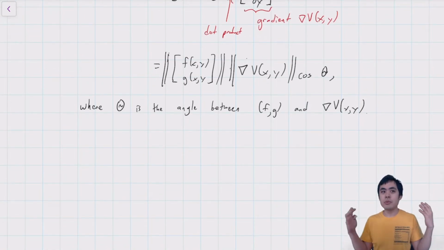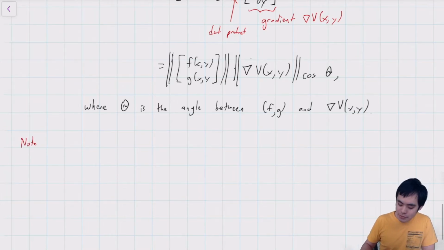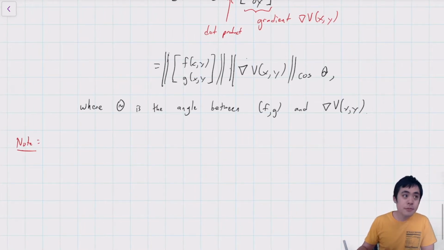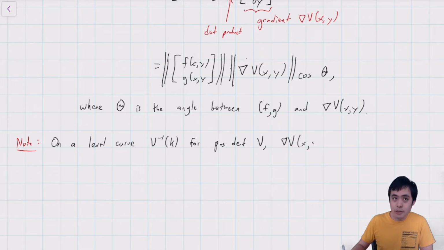Okay, so now the next thing we need to remember is what the gradient of our function is. And it's important that we constructed these things as level sets. So note, on a level set, v inverse of k for any positive definite v, the gradient points outward.